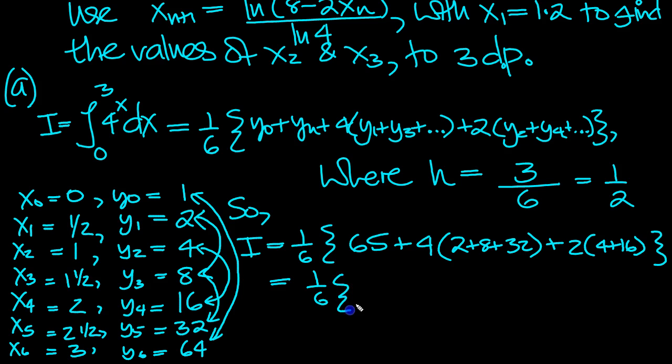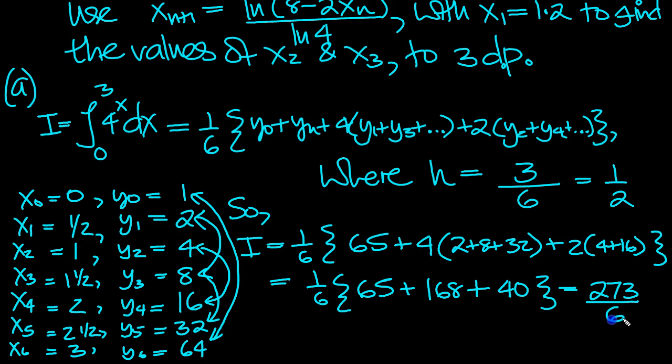So what have we got? 1/6, 65 plus, 42 times 4. 42 times 4 is 168. Tap it in the calculator if you need to. 20 times 2 is 40. So what have we got then? 273 over 6. And it was to 3 dp, wasn't it?